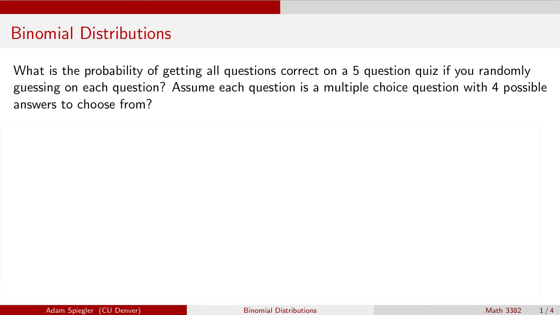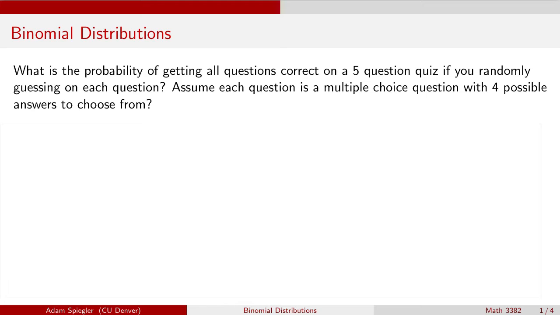So let's just begin with an example that we've seen before. Let's consider we are taking a quiz. There are 5 questions on the quiz, which is multiple choice. Each question has 4 possible answers. And let's say we want to consider, if we're randomly guessing on each question, how likely are we to get nothing correct, 1 correct, 2 correct, etc.